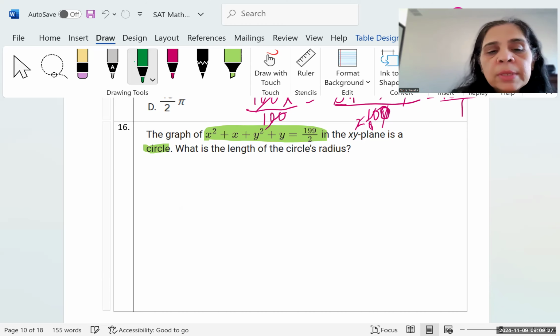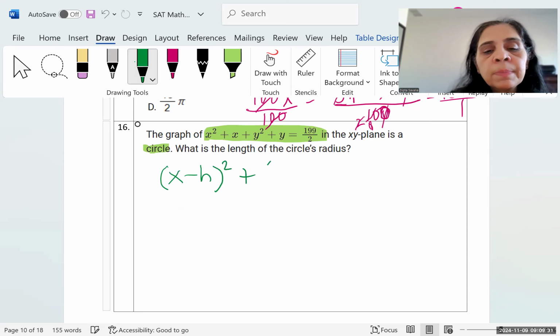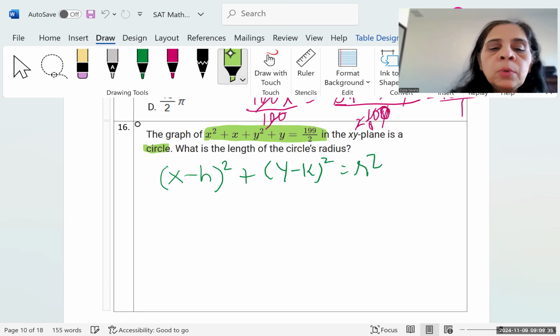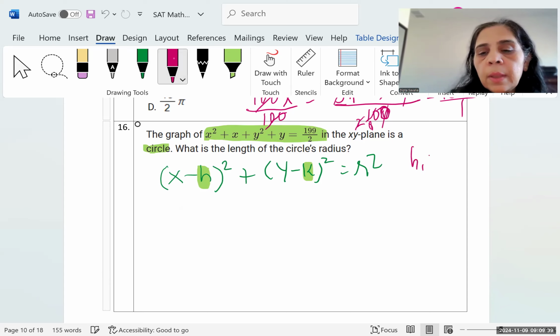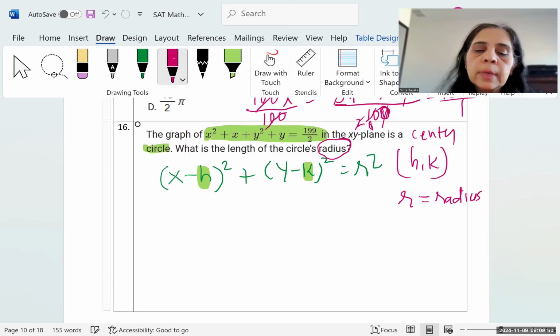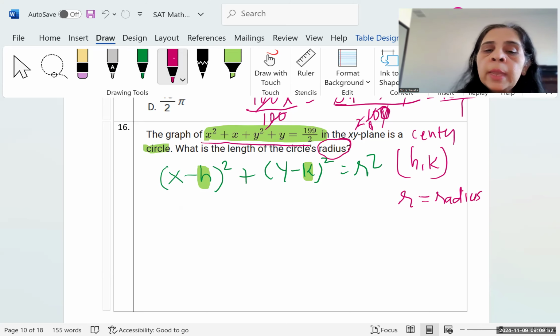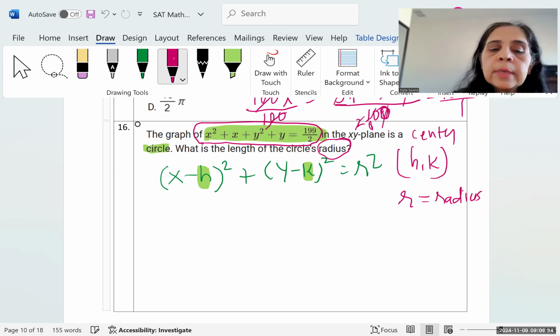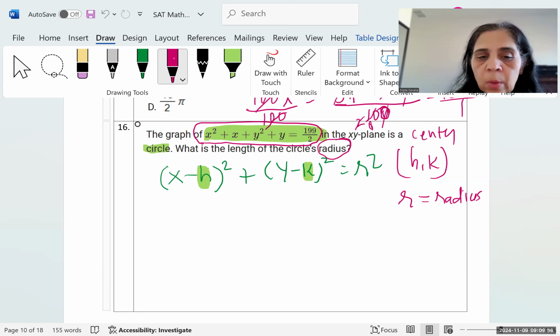So first thing, I will just write down my standard form. I know what my standard form is. What we know about h and k, that is the center. And r is the radius. What is the question? We are looking for the radius, right? So I have to make this equation in standard form like this.